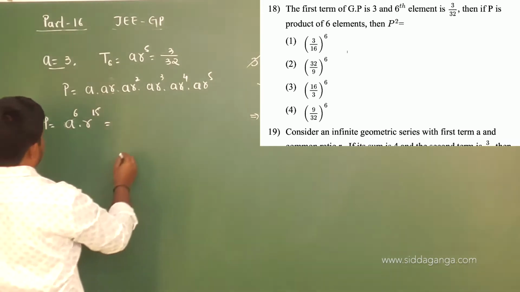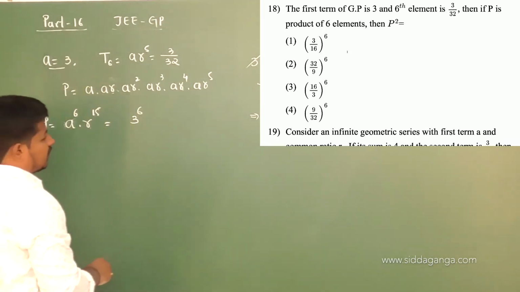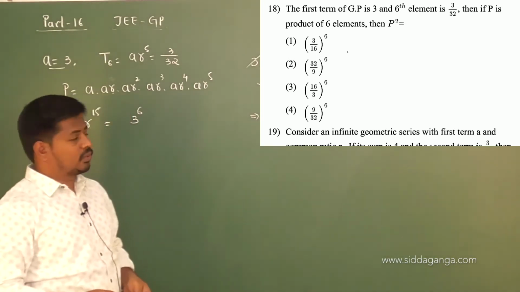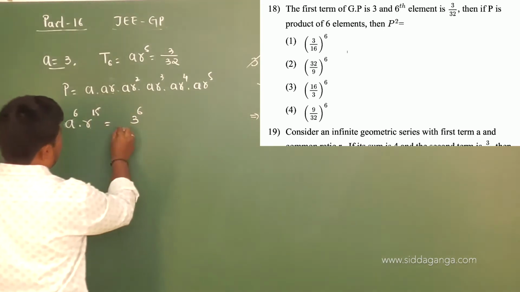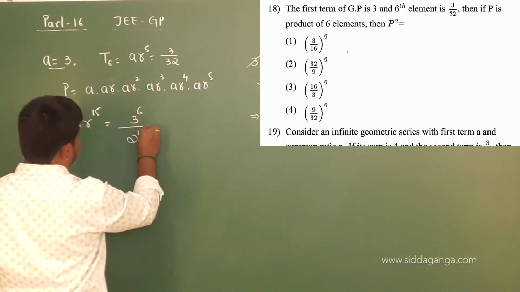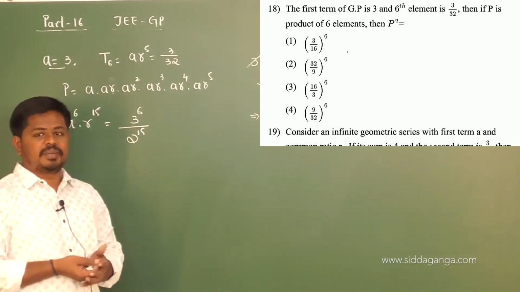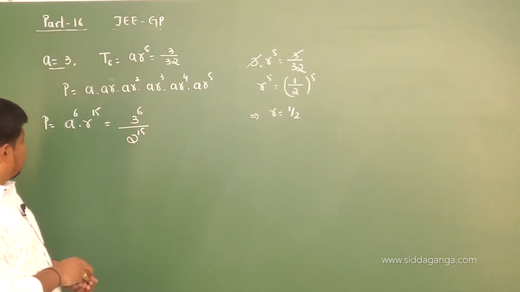So A power of 6, that is what? 3 power of 6 into R power of 15. So R power of 15, you mean R is what? Actually 1 by 2. So then R power of 15 is what? 1 by 2 whole power of 15, or I can write 2 power of 15. Just simplify, look at the options we have, 3 by 16, like that. Okay. This is what P actually.